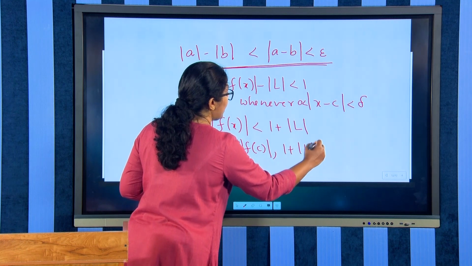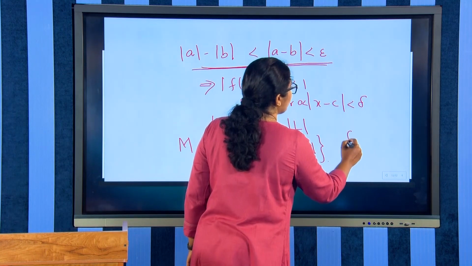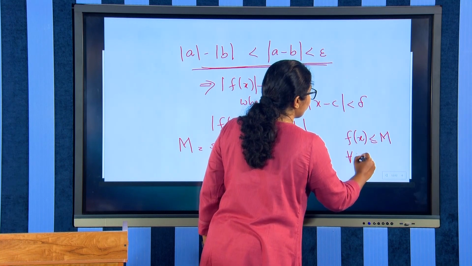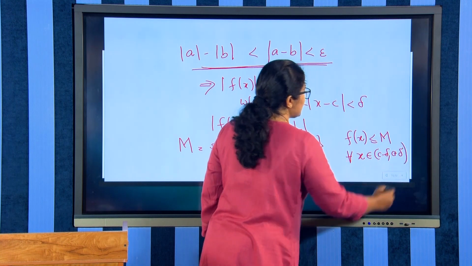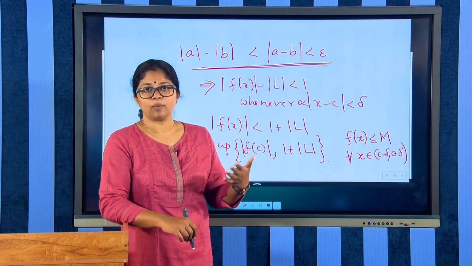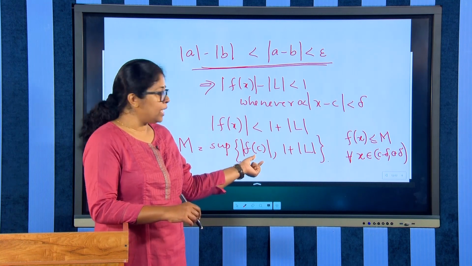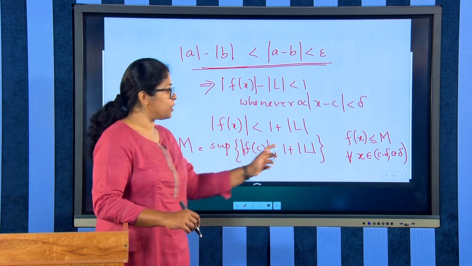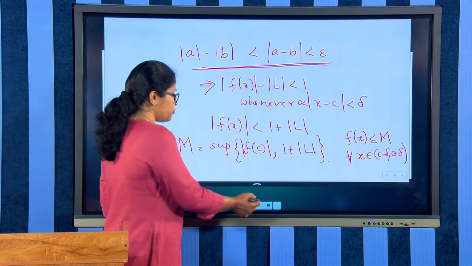plus modulus of L, and this M will act as an upper bound for f of x, so that f of x is less than or equal to M for every x belonging to c minus delta, c plus delta, because the limiting case is applicable for x not equal to c, and since we have taken supremum of modulus of f of c and then 1 plus mod L, this is applicable for every x belonging to this open interval. So, that completes the proof of this result.